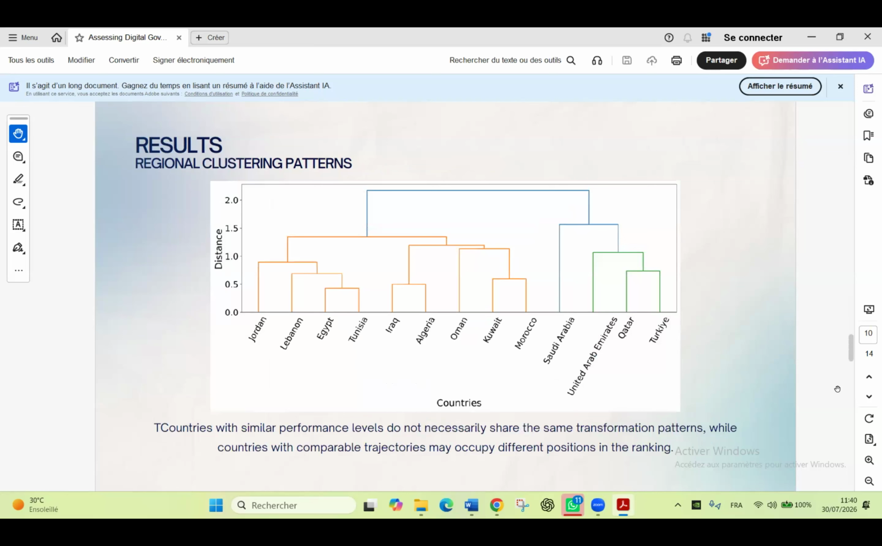To gain deeper insight into this result, we then examined whether countries followed similar transformation patterns. Hierarchical clustering revealed three distinct groups of countries sharing comparable digital governance trajectories. These similarities are not immediately visible from the overall ranking, highlighting the value of complementing TOPSIS with cluster analysis.